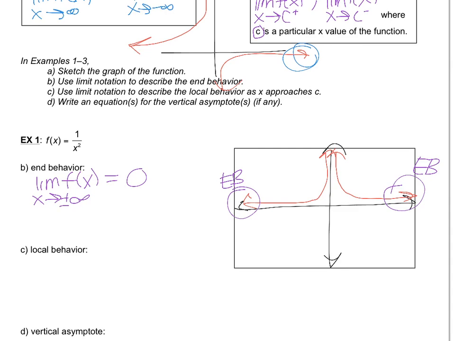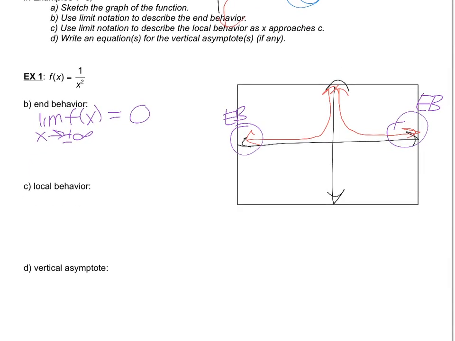So now moving on to local behavior. When you're talking about local behavior, first you have to figure out what value of c is the interesting value to be talking about. In this case, that value of c is right here where there's kind of a gap in the graph. So we're interested in this local behavior, which happens at, in this case, x equals 0.